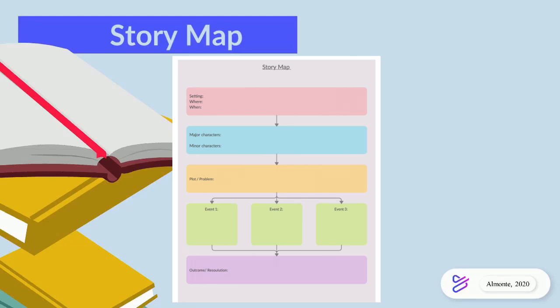How to use it? Step 1. Read the book and understand it well. Step 2. Discuss the different significant elements that were involved in the story. This could be the characters, setting, problem and solution, etc. You can fill the story map during the discussion.